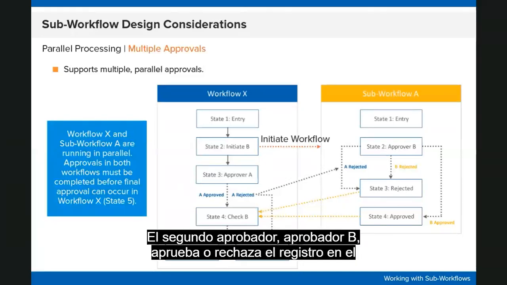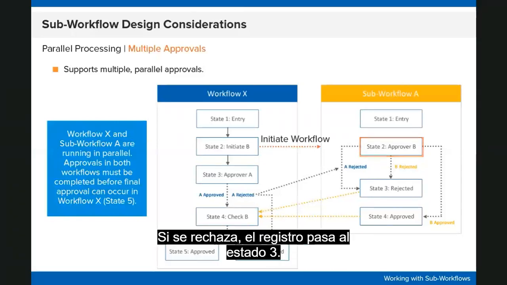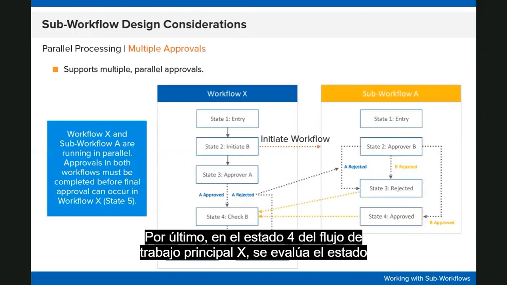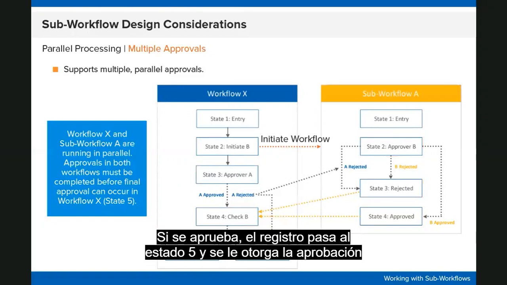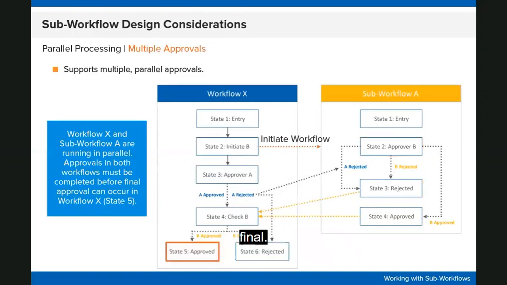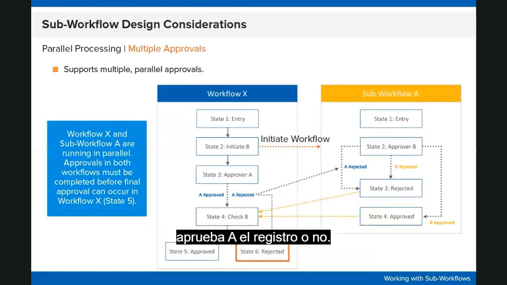The second approver, Approver B, approves or rejects the record in sub-workflow A in parallel with Approver A in workflow X. If rejected, the record moves to State 3. If approved, the record moves to State 4. And finally, in State 4 of parent workflow X, the approval status of the record in sub-workflow A is evaluated. If approved, the record moves to State 5 and is granted final approval. If rejected, the record moves to State 6, regardless of whether Approver A approved the record or not.